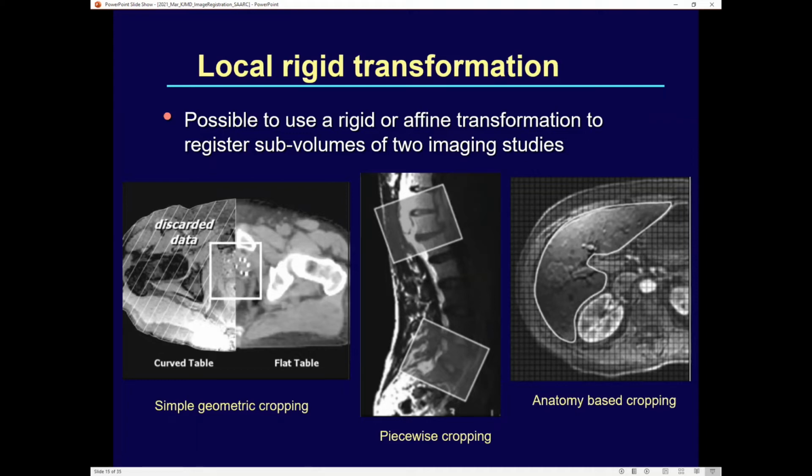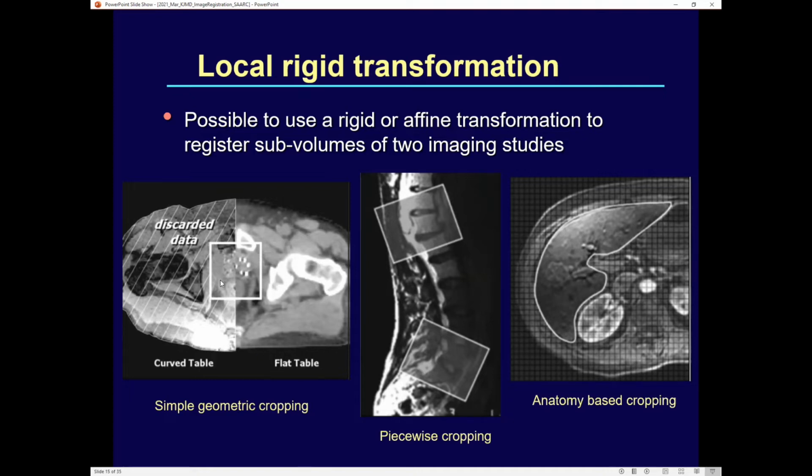Local rigid transformation: the limitation of global rigid transformation could to some extent be mitigated by using local rigid transformation. The solution is to use rigid affine transformation to sub-register the two imaging studies. For example, the prostate itself might be considered rigid, but it moves relative to the pelvis depending upon the filling of the bladder and rectum. Here, look at this case of a prostate where the markers are in place, and the left side is a curved tabletop versus the right-hand side is a flat tabletop.